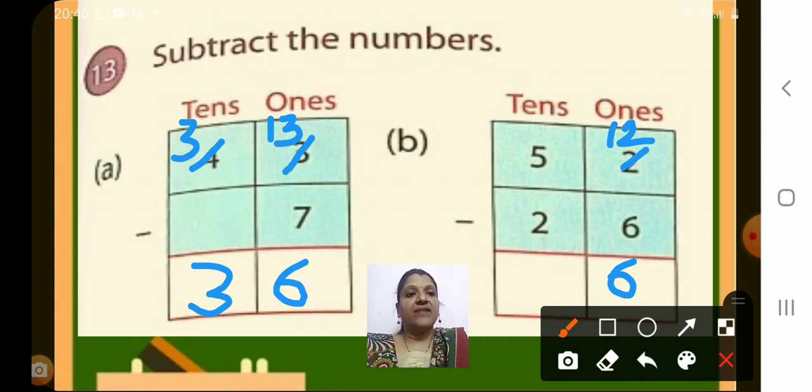And after that we have to strike off 5 from tens place. We have to subtract 1 from it and write the answer, which is 4. Now we have to do the subtraction of numbers in tens place. So 4 minus 2 equals to 2. So the answer of 52 minus 26 equals 26.